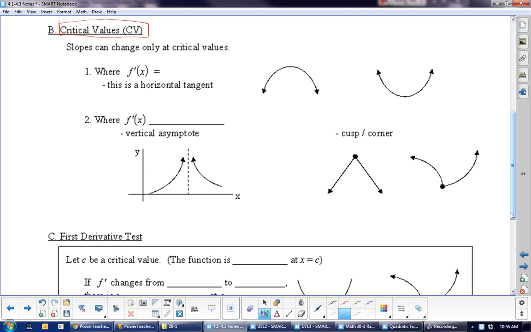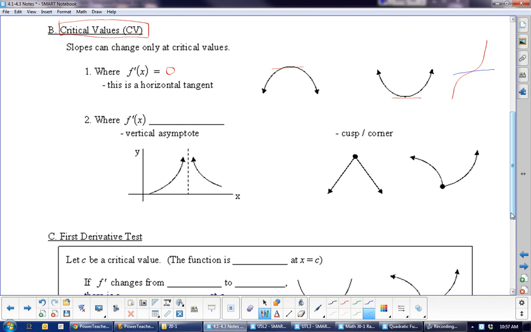Okay? Now, so when f prime of x equals 0, you can see that the slopes went from either positive to negative or negative to positive. Now, that's not always true. You can have a horizontal tangent at something like this, right, where there would be a horizontal tangent here. And that didn't really change from a positive to a negative, but it's still considered a critical value because the slope there would be 0.